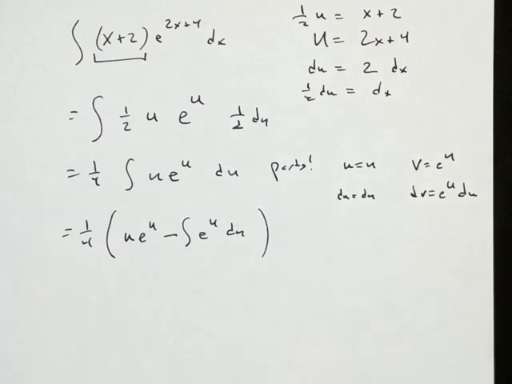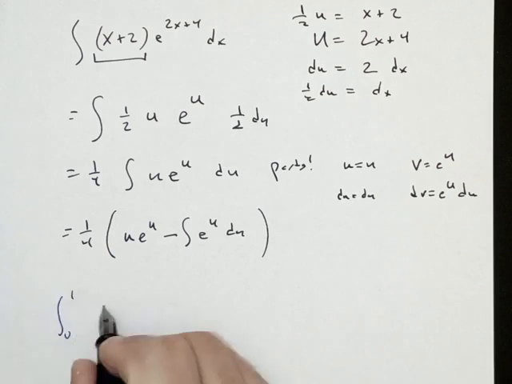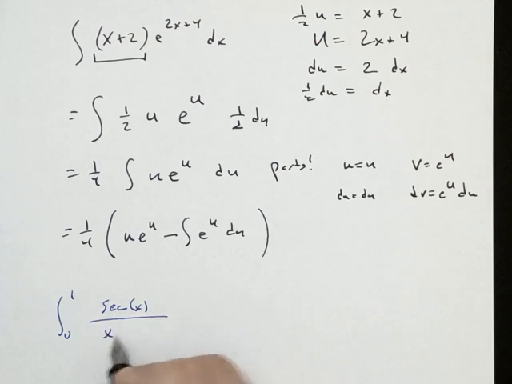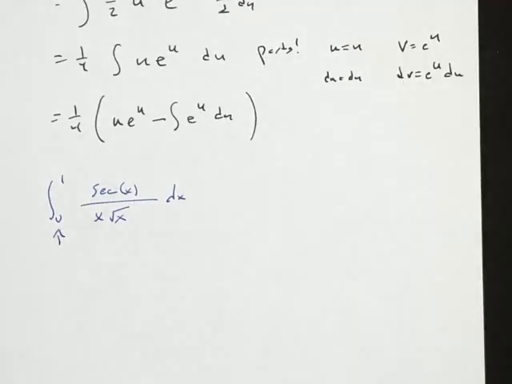Okay, 53 says the integral from 0 to 1, secant x over x root x. And the problem with this integral is 0, right? That's my place where this function's undefined. Oh, it's secant squared x. Not that that saves me very much, but it is secant squared x.